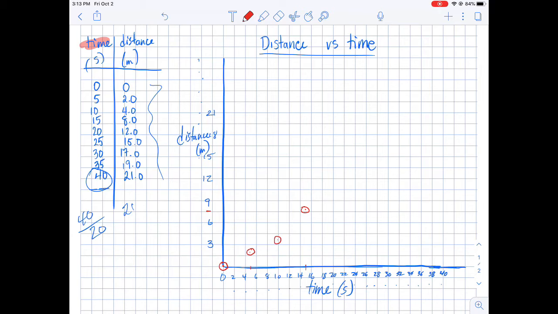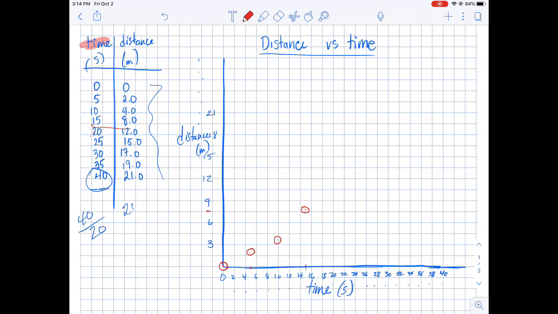Sorry, that was time 15 seconds. Oh, hold on. Sorry, 15 seconds, and it was at an 8. So 20 seconds is my next mark, and at 20 seconds, I get 12.